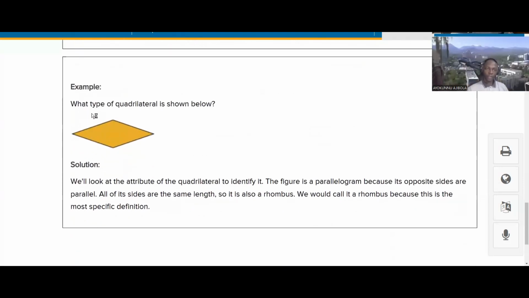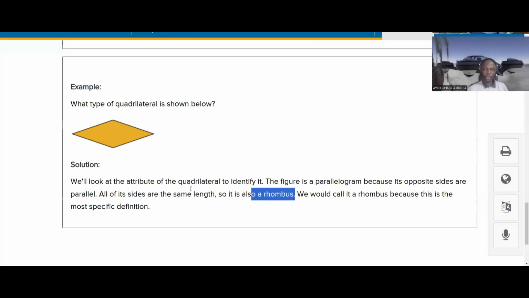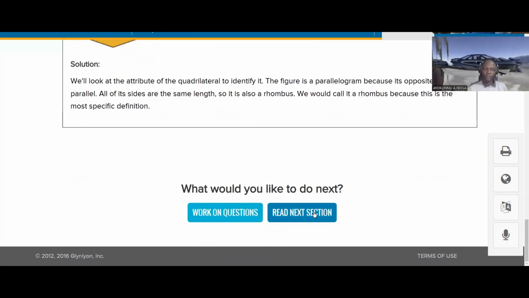Yes. Then we have, what type of quadrilateral is shown below? Of course, the sides are parallel. So we look at it because this figure is a parallelogram because opposite sides are parallel, and all of the sides are the same length. And we call it a rhombus because all the sides are the same.